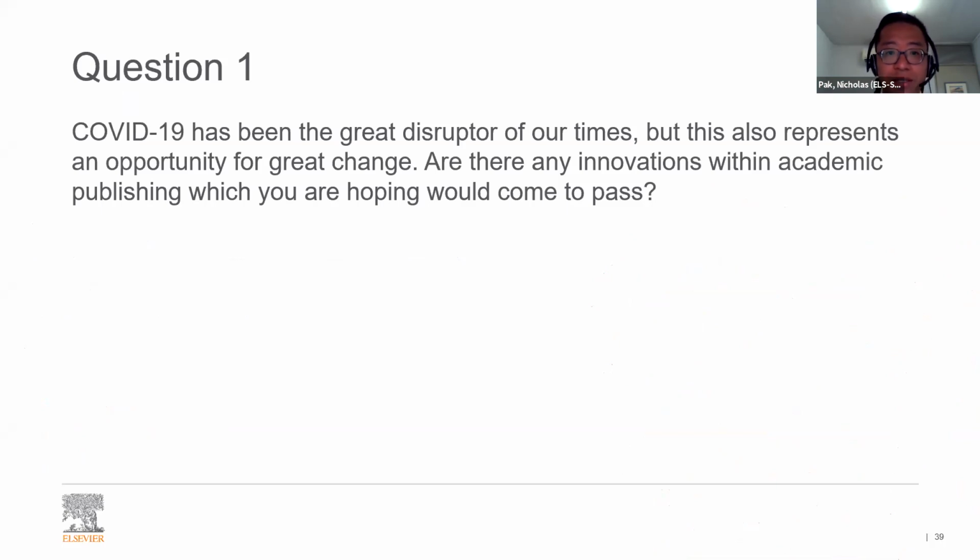COVID-19 has been the great disruptor of our times, but this also represents an opportunity for great change. So just wondering and putting it out there, are there any innovations within academic publishing which you are hoping would come to pass?